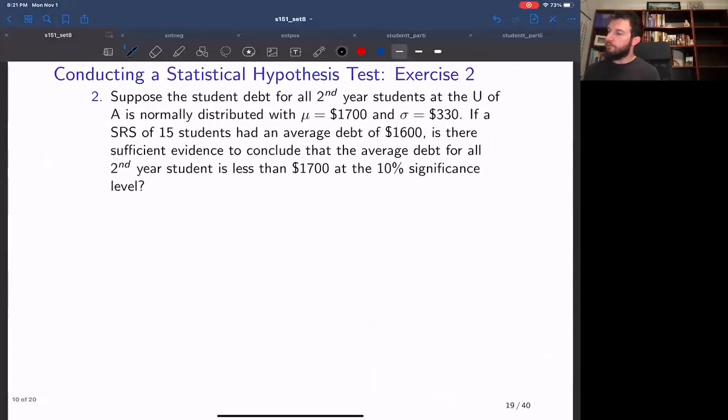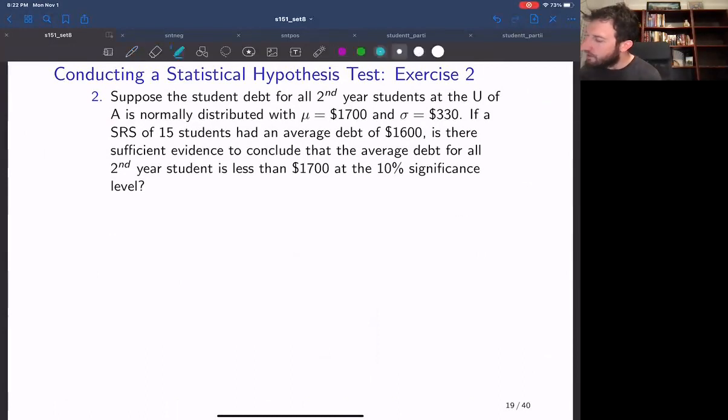Okay, so example 2. Suppose that student debt for all second-year students at the U of A is normally distributed with mu equals 1,700 and sigma equals 330. If a simple random sample of 15 students had an average debt of $1,600, is there sufficient evidence to conclude that the average debt for all second years is less than $1,700 at the 10% significance level?